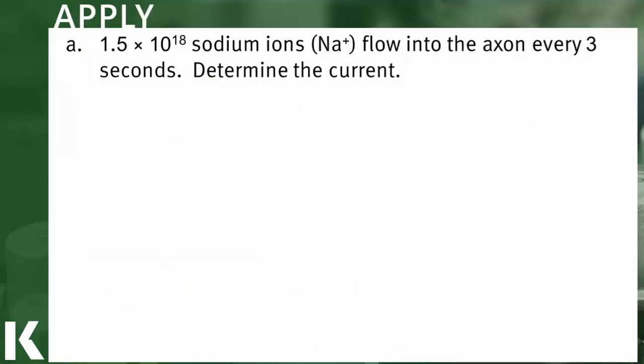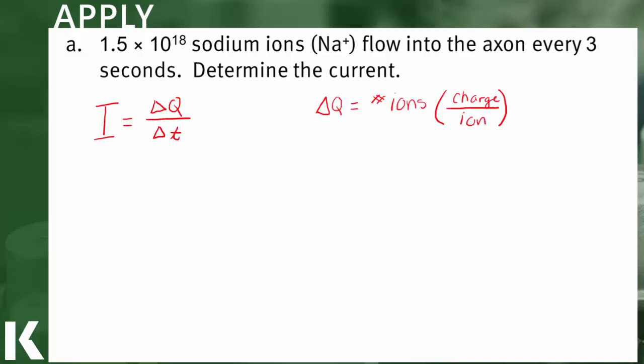So in this problem, we are told that we have a certain number of sodium ions, 1.5 times 10 to the 18th, flowing into the axon every 3 seconds. We want to determine the current. So we're going to go back to our relationship. Current is amount of charge per time, but we're not given the amount of charge. We're given the number of ions.